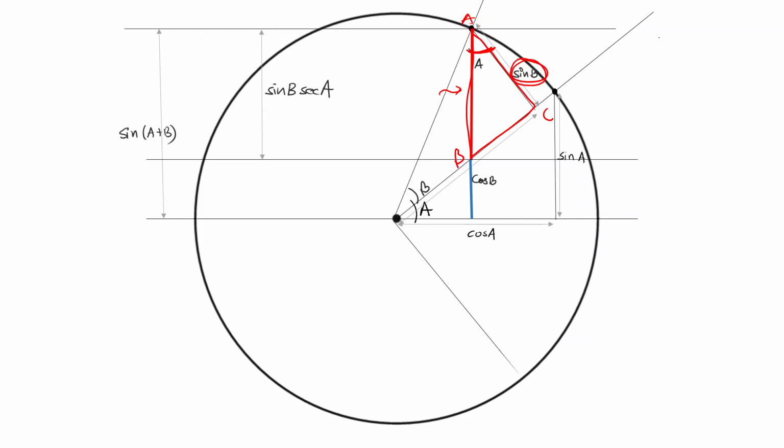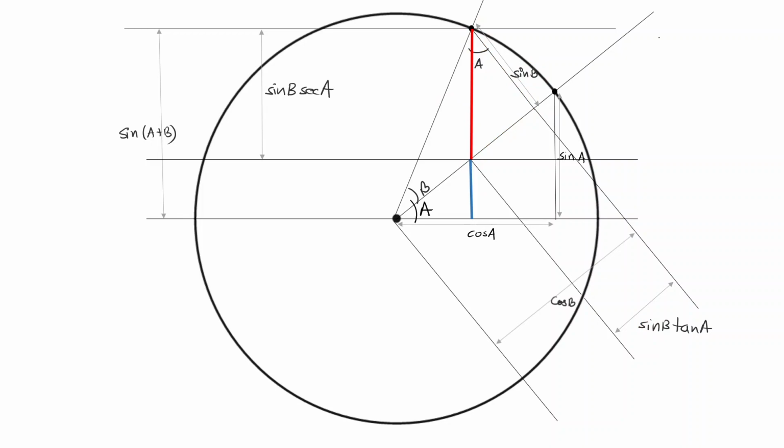How about the base of this triangle? Let's move this. This is cos B. How about the base BC here? I will write it here. The base BC will be in terms of tan A. You see, this is the sec A tan A pair. So sin B tan A.